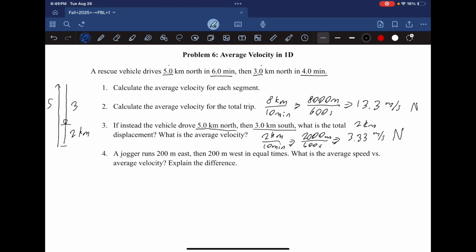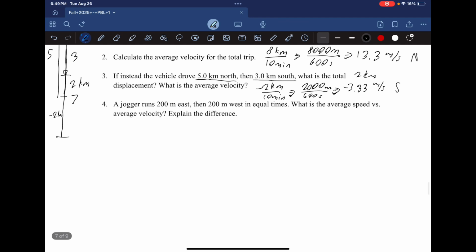And let's say that, just for food for thought, if they had instead gone over here, say 7 kilometers, the displacement would be negative 2 kilometers. And then you would get negative 3.33 meters per second. And so that would actually be south, because in this case, we're considering north to be positive.